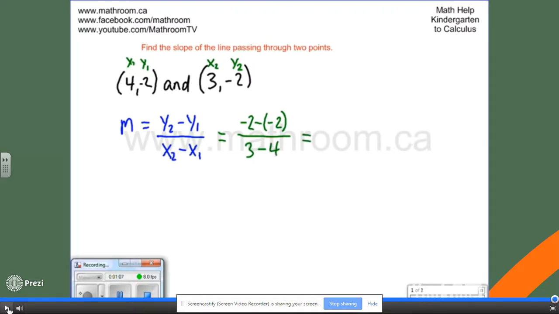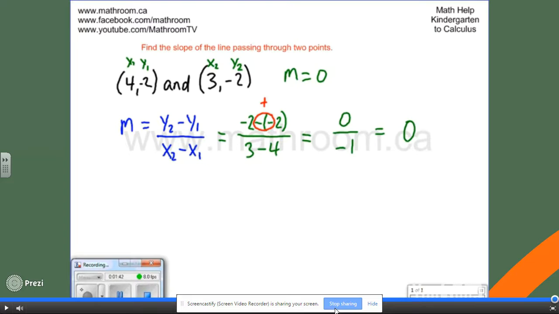Now we find the answer for the top. -2 minus -2. If we subtract a negative, that turns into a positive. So -2 plus 2 is 0. 3 minus 4 in the denominator is -1. 0 divided by -1 is 0. So the slope of the line between these 2 points is 0, which means that it is a horizontal line.